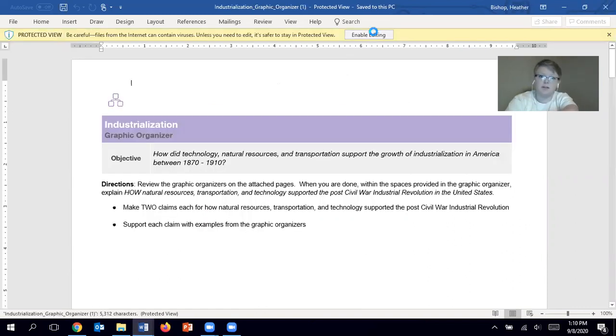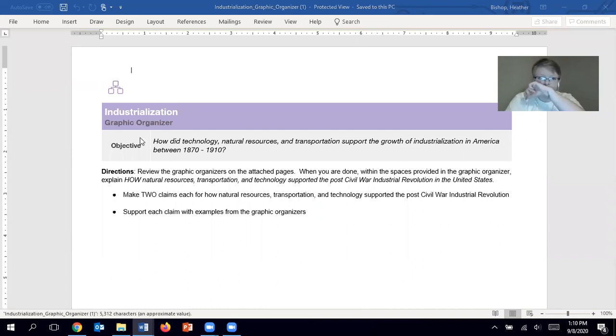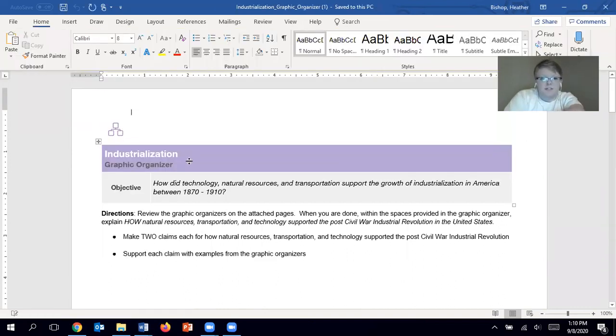Okay, you definitely want to enable editing. Okay, so our objective is to answer this particular question. How did technology, natural resources, and transportation support the growth of industrialization in America between 1870 and 1910?